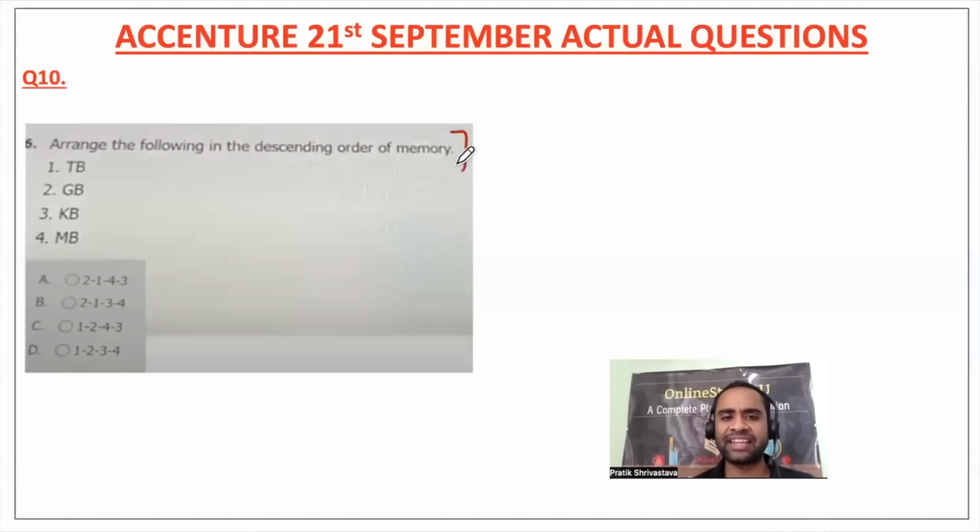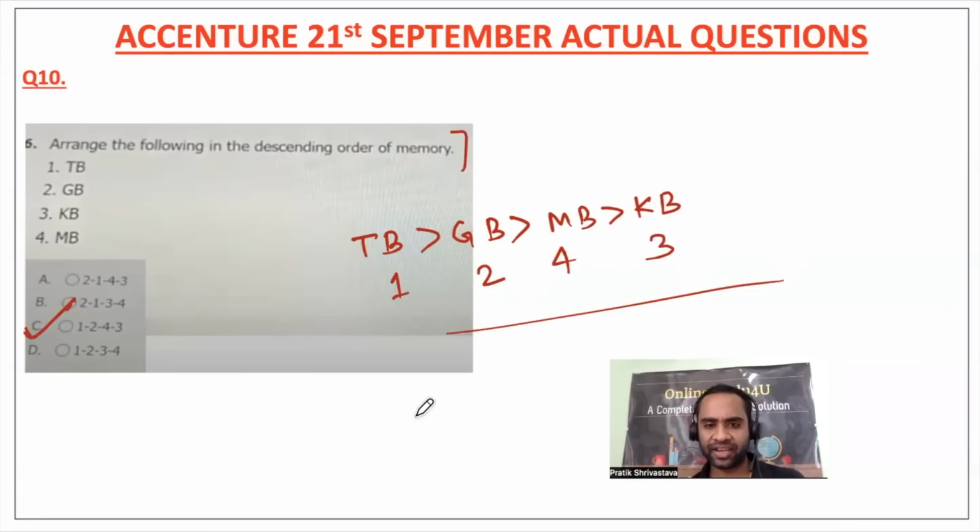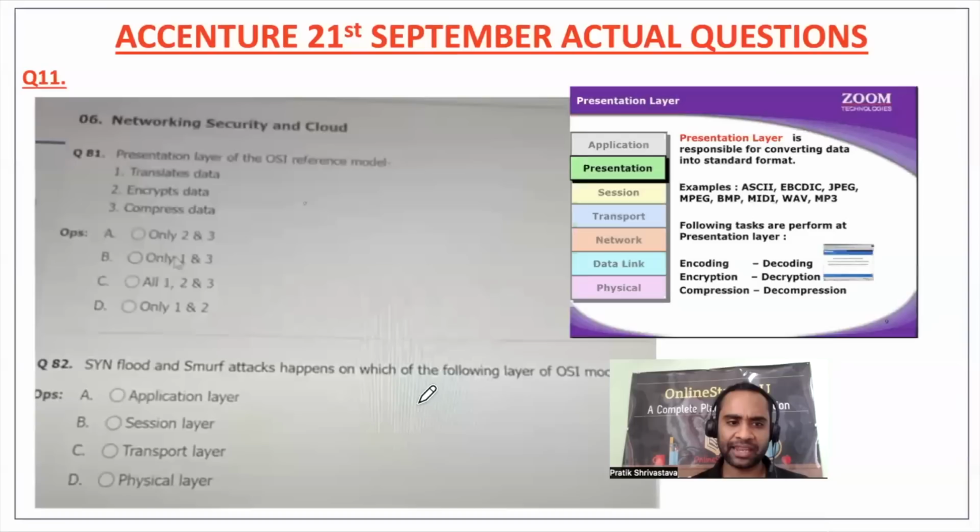Arrange the following in the descending order of memory. So friends, descending order of memory. The biggest memory here will be terabyte, and then we will be having gigabyte, and then megabyte, and then kilobyte. So this is 1, this is 2, this is 4, and this is 3. So 1 2 4 3, option C will be the correct answer. So option 3 will be the correct answer.